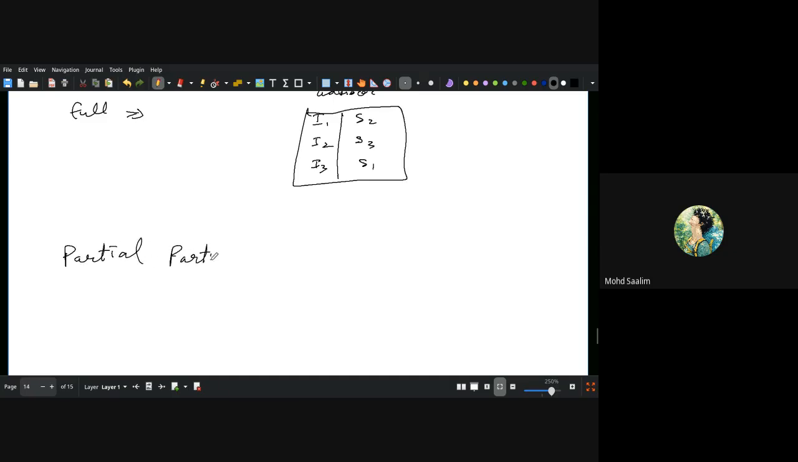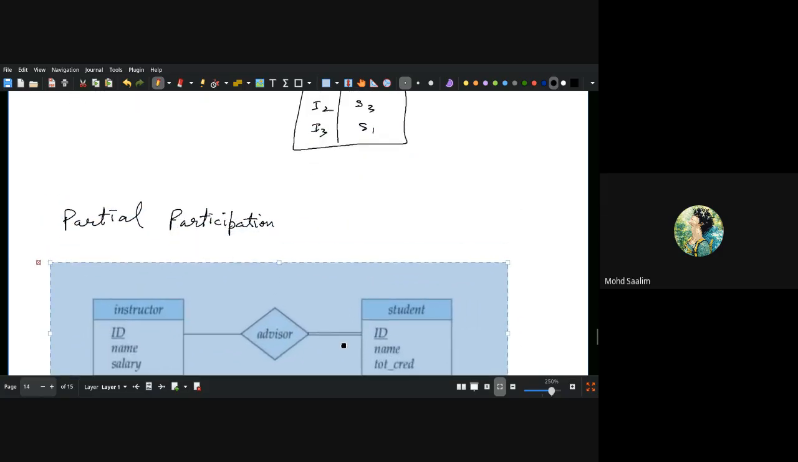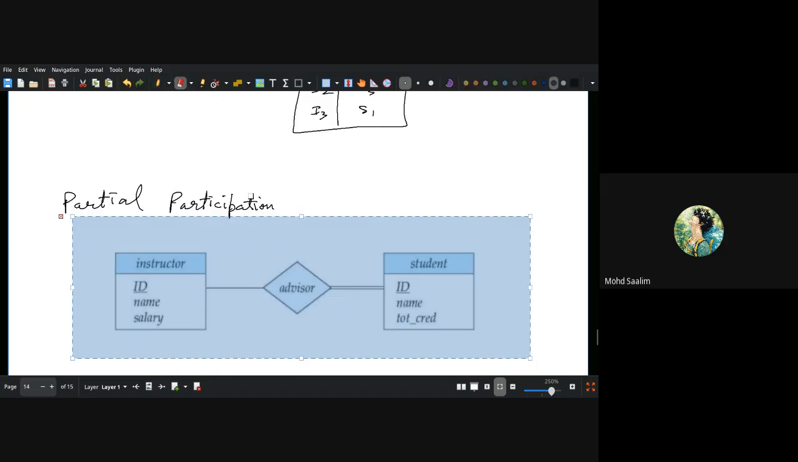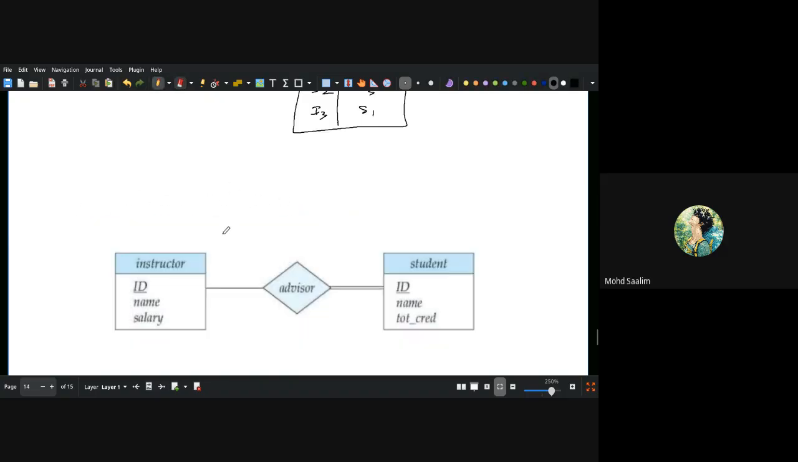So when you want to show the participation, if you see this, there is a double line here, right? First of all, just tell me what type of relationship it is. One to many or many to one? It's many to many, right? There is no arrow, not this side and not also on this side. So what type of relationship is it? Many to many, no doubt.